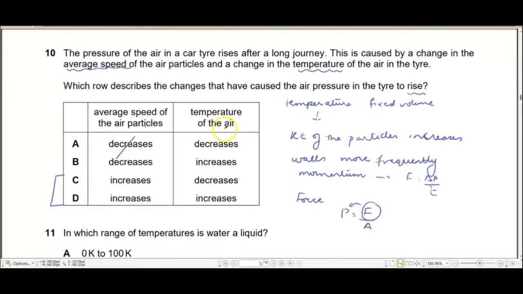So the temperature of the air obviously increases as well, since the tire has friction with the road, and due to all this movement, the temperature is increasing. And because the temperature increases, the average speed of the air particles also increases. So D is going to be our correct option for this.